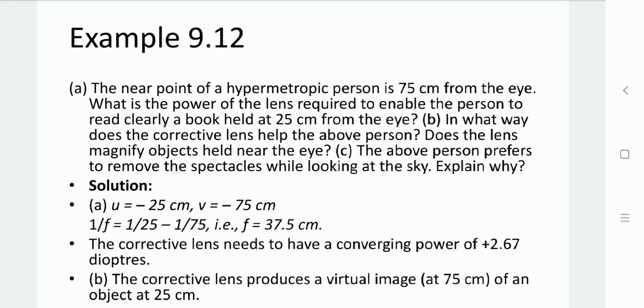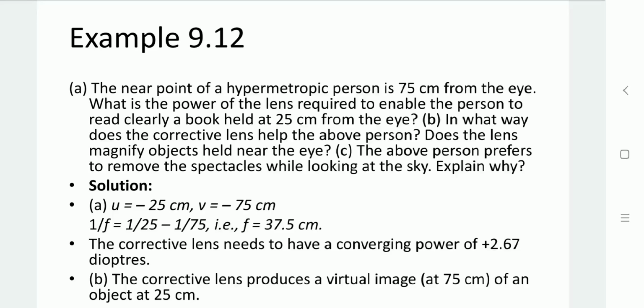Next, in what way does the corrective lens help the above person? This corrective lens produces the virtual image at 75 centimeter while the object is at 25 centimeter. So the angular size of the image is the same as that of the object. So the lens does not magnify the object, but it brings the object to the near point for the hypermetropic eye, and then it gets focused onto the retina. So this is how the spectacle is useful for the person.